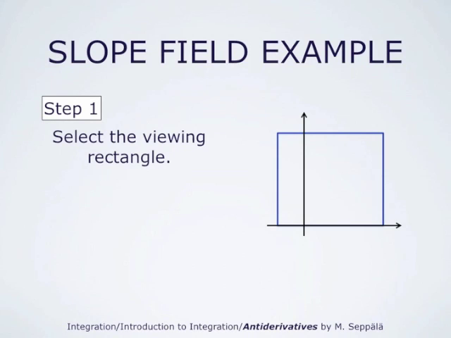First, we select the viewing rectangle. The point that we are interested in is the point (1, 1.5). Therefore, we select a viewing rectangle centered around that point. This particular viewing rectangle shown here, the x-coordinates range from -1 to 3, and the y-coordinates range from 0 to 2.5.